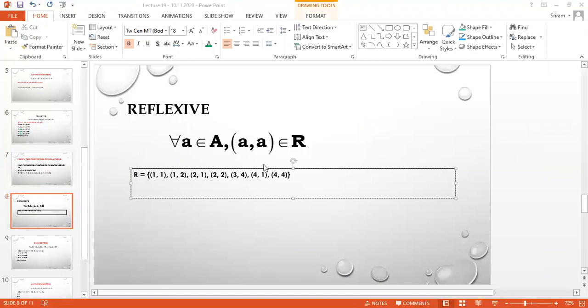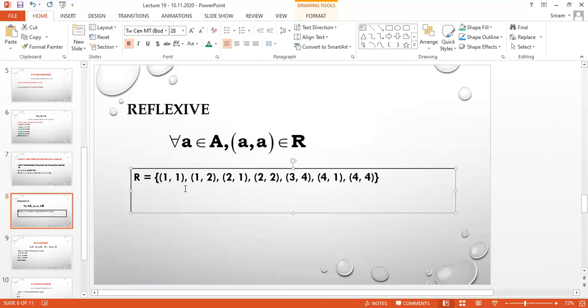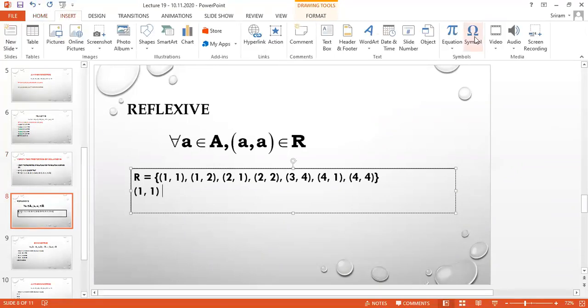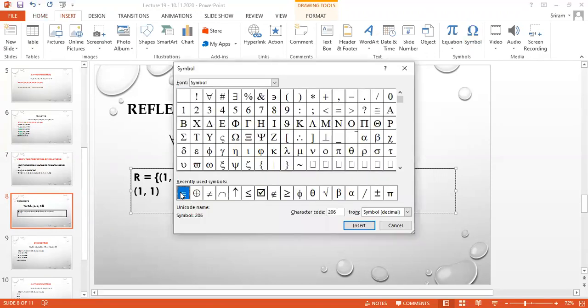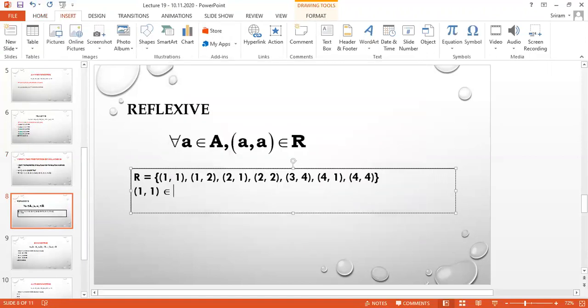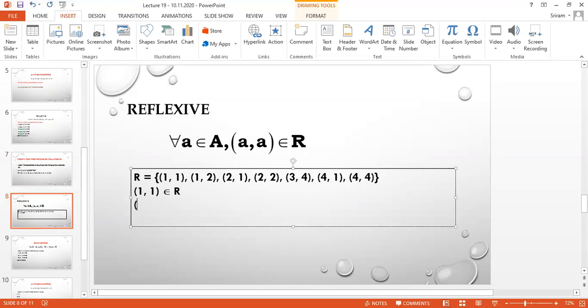Now I am going to check the numbers. What are all the numbers I have? I am going to check the pairs. I am having 1, 1. Does it exist? Yes, I have 1, 1. Like this, I am going to check one by one. I have to check each pair. I am having A, B, C, D, 4 numbers. I am going to check each pair, 1, 1, then 2, 2. Does it belong to R? Yes, it exists.